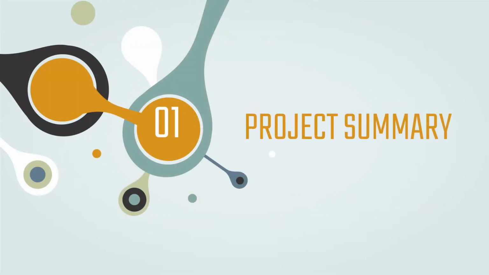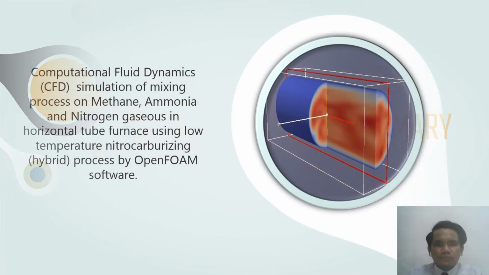Number 1. Project summary. This project is a computational fluid dynamics (CFD) simulation of mixing 3 different gases: methane, ammonia, and nitrogen. These gases will be mixed in 3 different inlet positions: triangle, horizontal, and vertical. The gas mixing will be produced under a constant temperature of 500 degrees Celsius in a low temperature nitrocarburizing hybrid process, and all of this will be done by using OpenFOAM software.